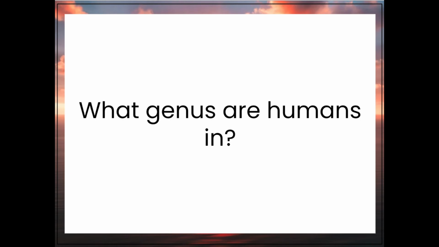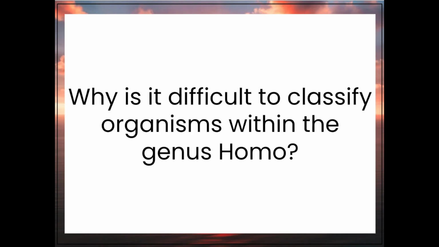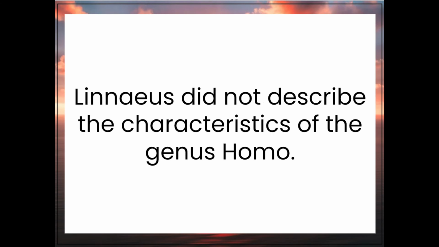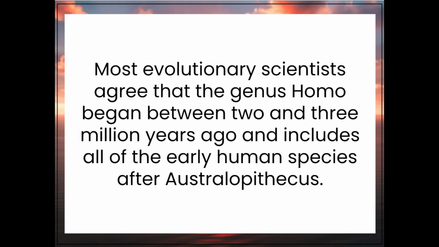What genus are humans in? Genus Homo. Why is it difficult to classify organisms within the genus Homo? Linnaeus did not describe the characteristics of the genus Homo. How do most evolutionary scientists define the genus Homo? Most evolutionary scientists agree that the genus Homo began between 2 and 3 million years ago and includes all of the early human species after Australopithecus.